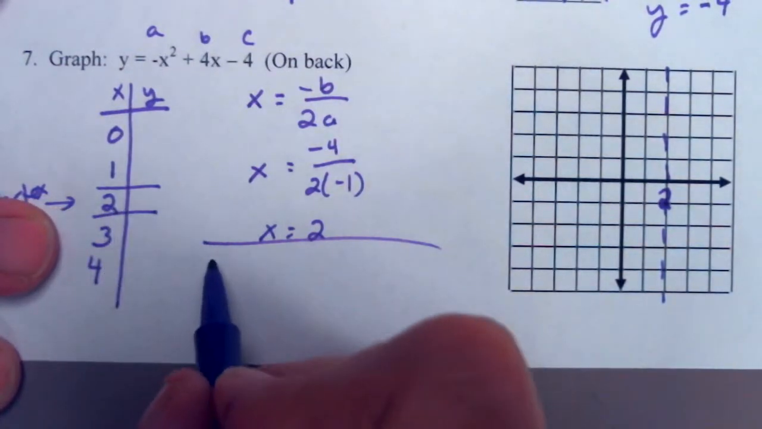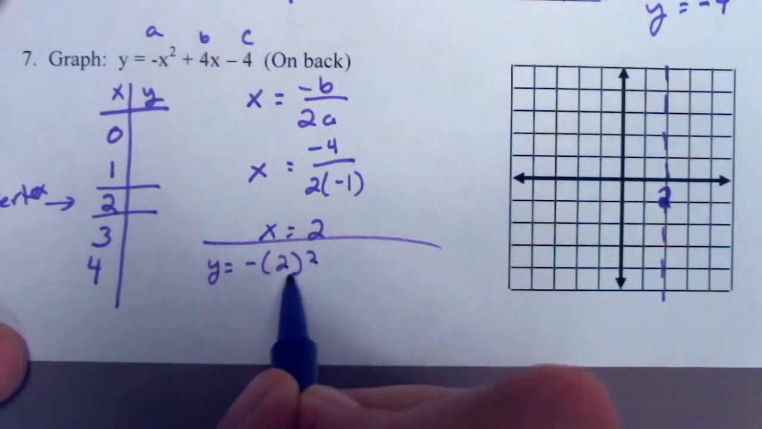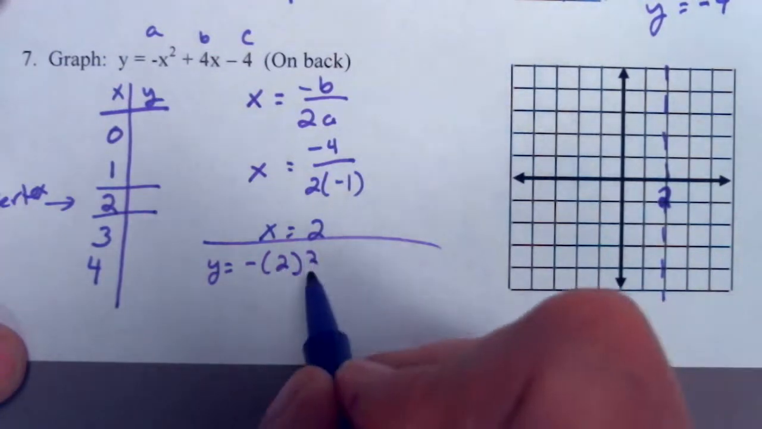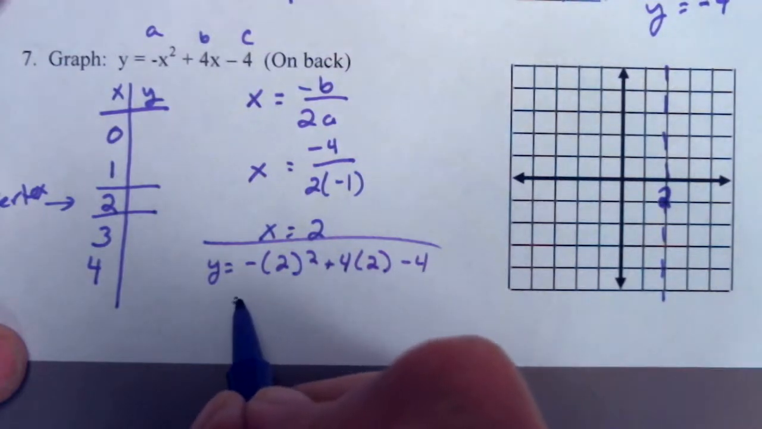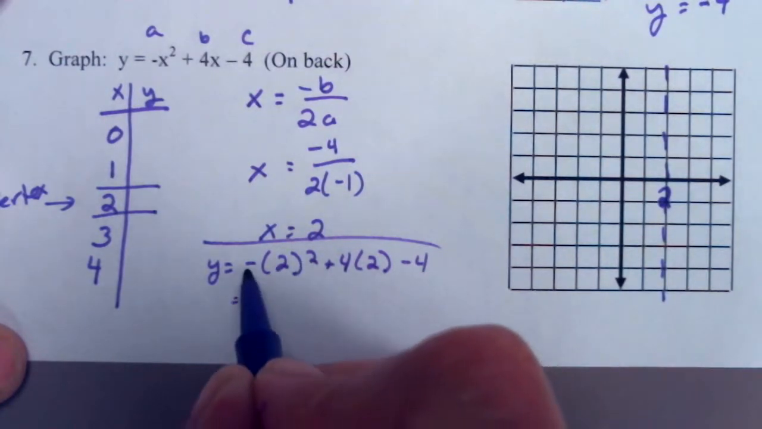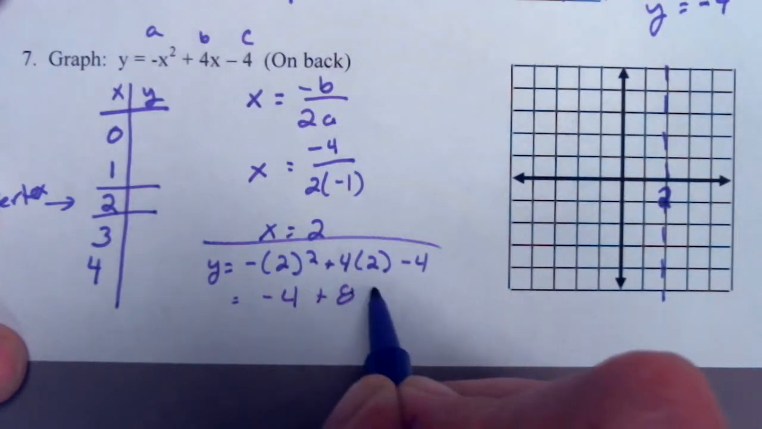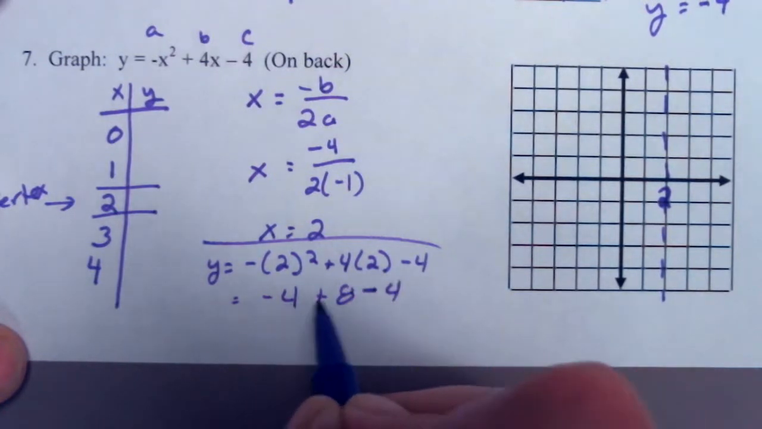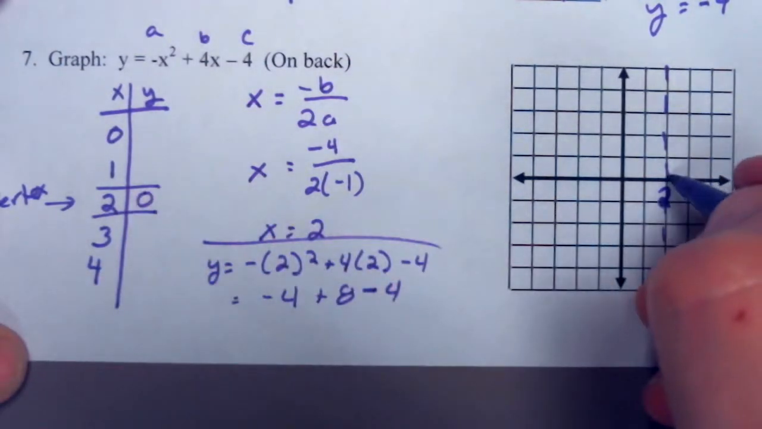Let's start with the vertex. y equals negative 2 squared plus 4 times 2 minus 4. See how the 2 is squared but not the negative. 2 squared is 4, and I'll make it negative, so -4. 4 times 2 is 8. Minus 4. Negative 4 plus 8 is 4, minus 4 is 0. So our first point is actually at (2, 0).